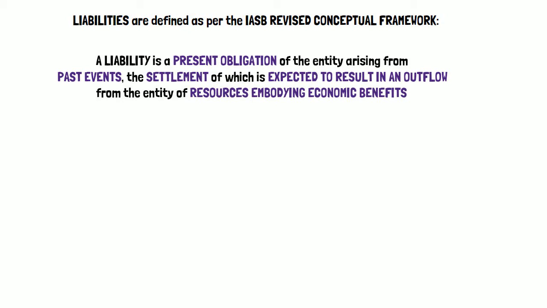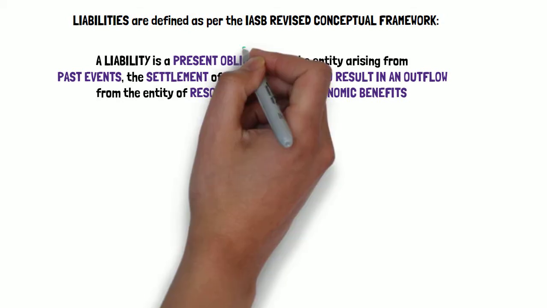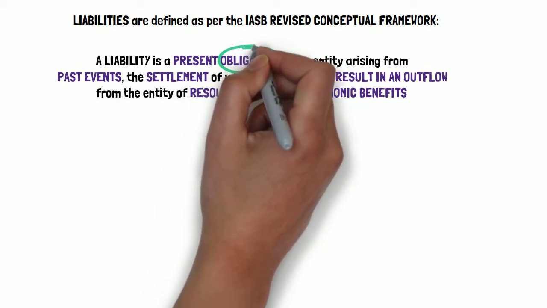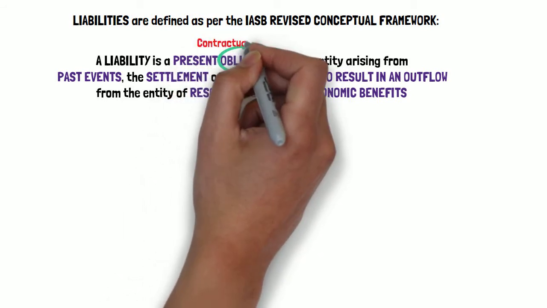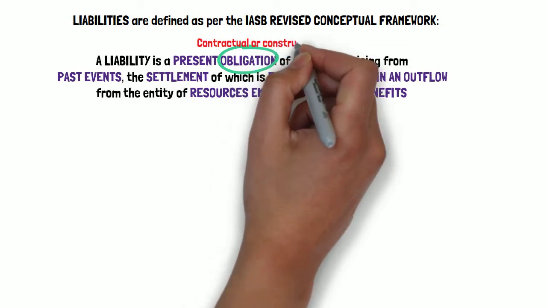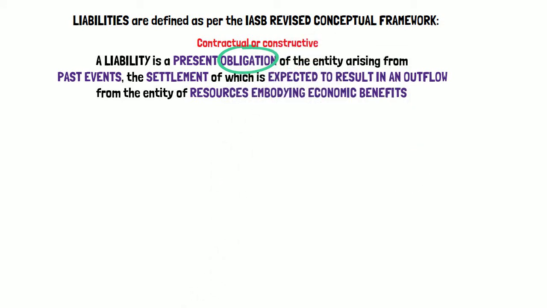So, let's go through that again. A liability is a present obligation. Now, this obligation, as we discussed in the video above, can be contractual or it can be a constructive obligation. And it's the result of an obligating event, an event whereby there is no other exception but having to settle the liability.